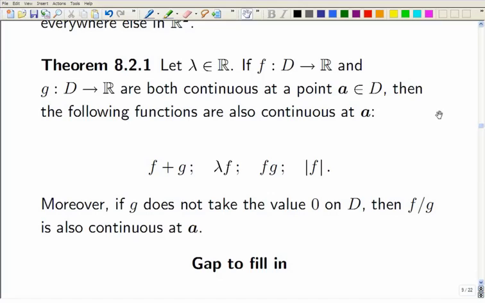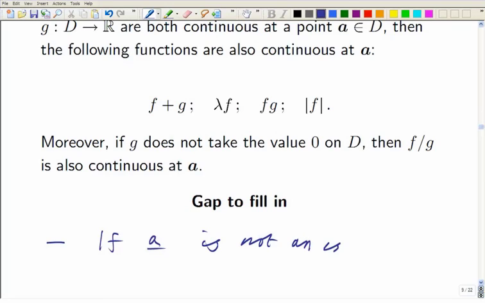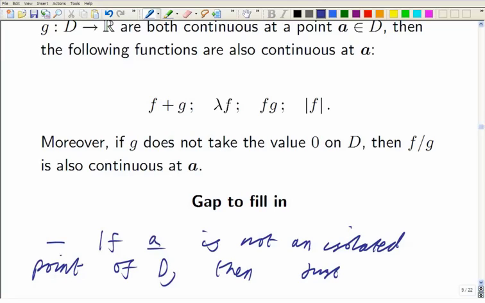If A is not isolated, you could just use the algebra of limits results to prove this immediately. If A is isolated, then in fact continuity is automatic. So let me comment that if A is not an isolated point of D, then you can just use the algebra of limits for function limits.